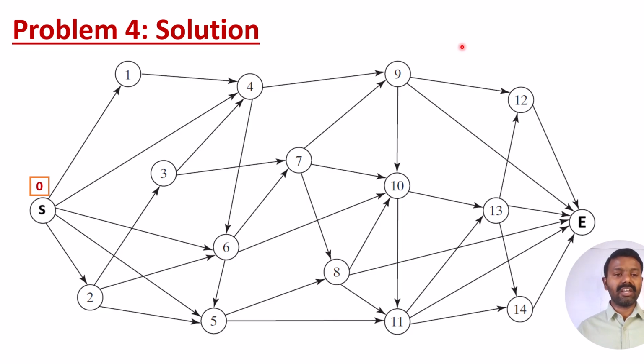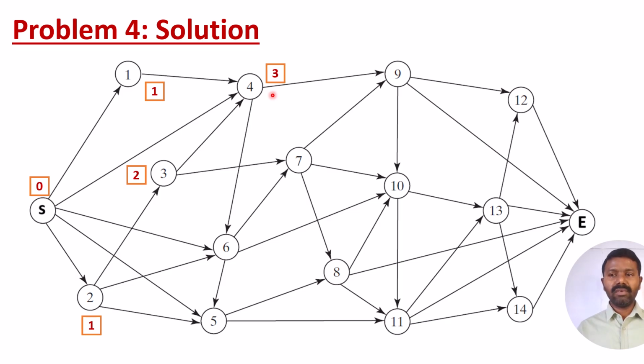S takes 0 time, and let us go to 1. Every activity takes the same time, so we consider it as 1. So here it will be 1. Then node 2 will again be 1, because there is only one arrow. When you come to 3, it goes directly from 2 to 3, so it will be 2, and 2 to 4 is 2 plus 1, so it will be 3. Coming by this path it is only 2, by this path only 1, but we consider the maximum, that is 3.